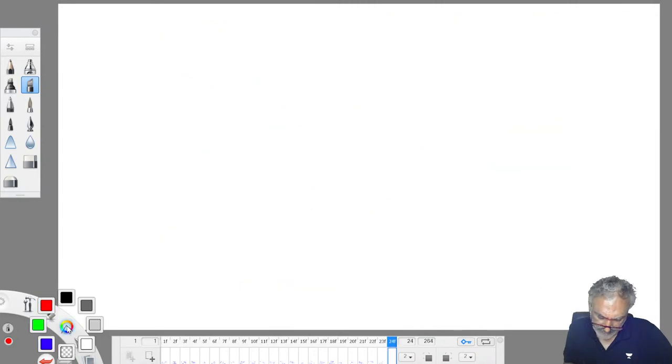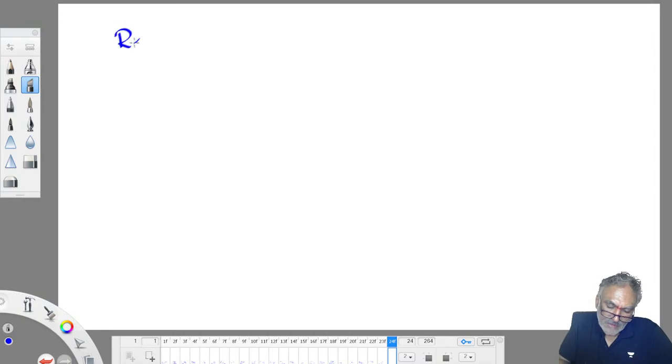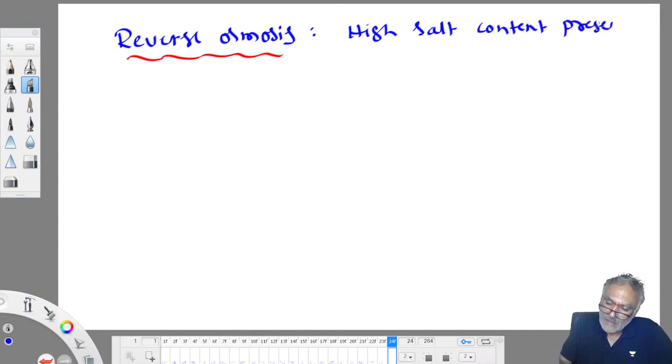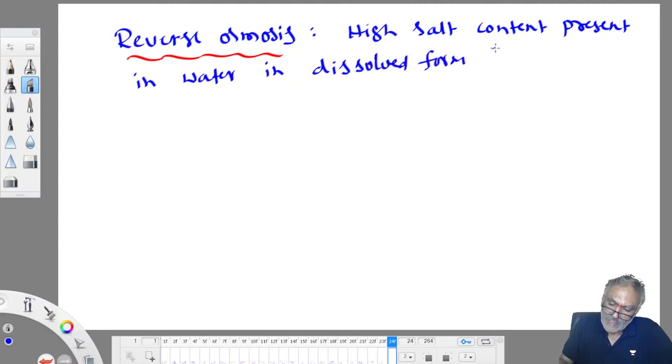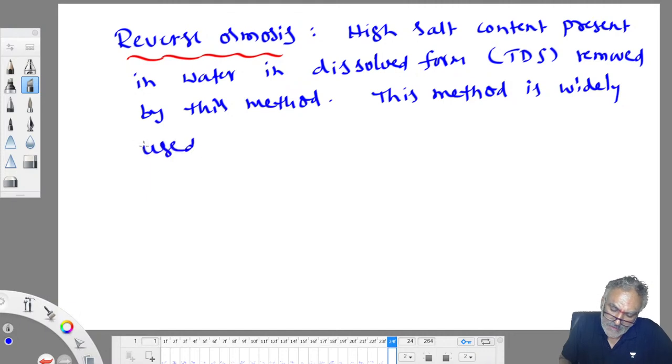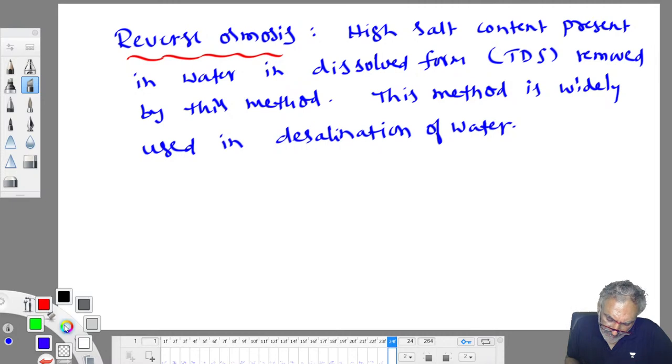Next method is reverse osmosis. High salt content present in water in dissolved form, meaning TDS, total dissolved solids, is removed by this method. Normally we apply it to seawater, so this method is widely used in desalination of water. Desalination means converting seawater into fresh water.